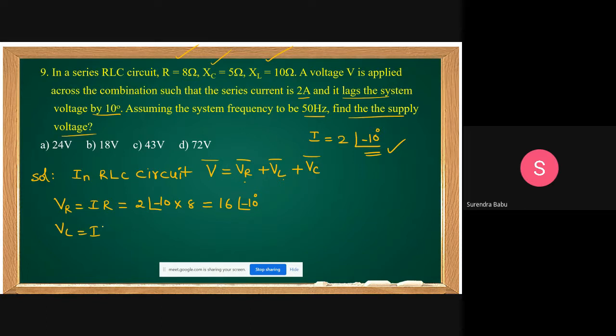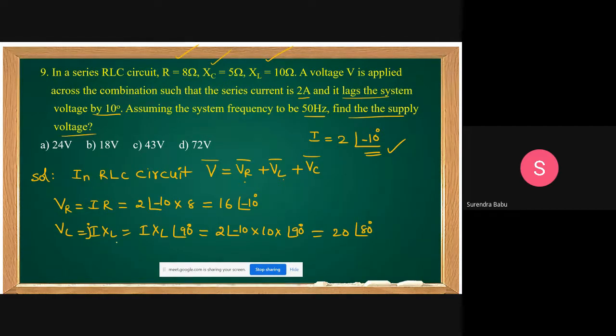VL is I into XL, that is j I into XL. Because angles are considered, that's why you take the j term. That is I XL at angle of 90 degrees. I is 2 at angle of minus 10. XL is 10 ohms at angle of 90 degrees. This is 20 at angle of 80 degrees. Is it correct?